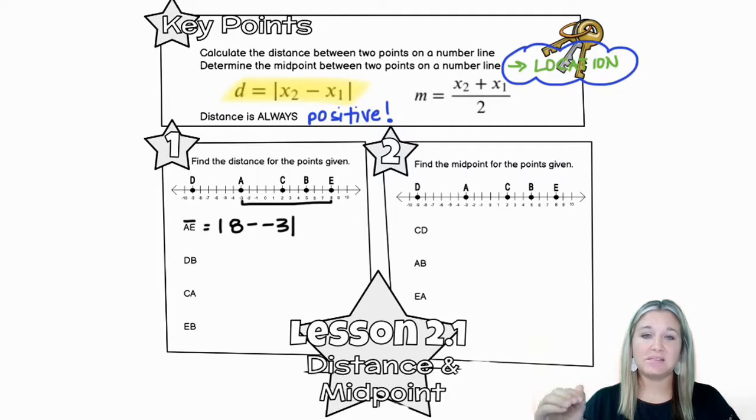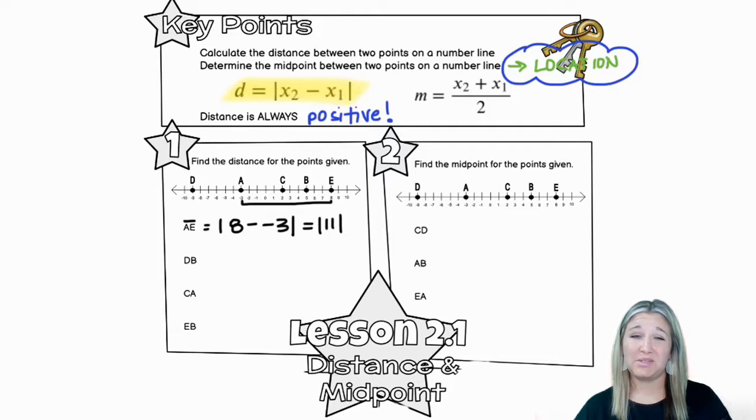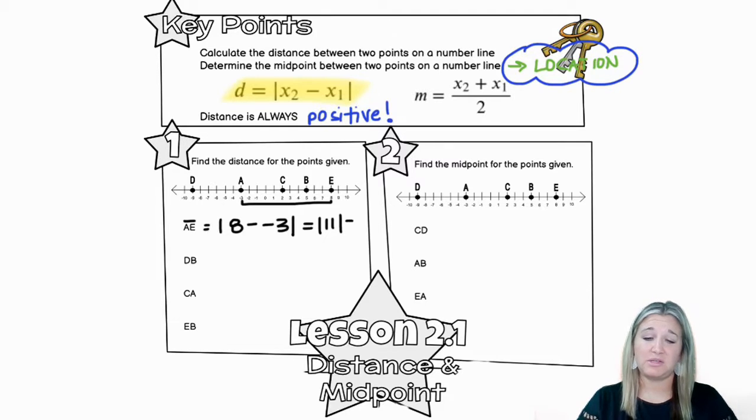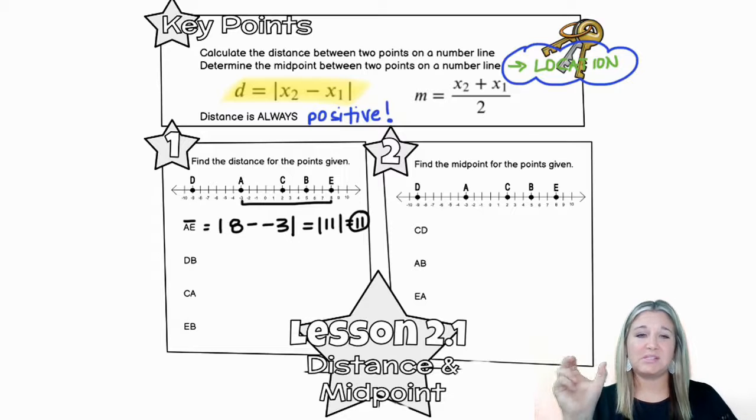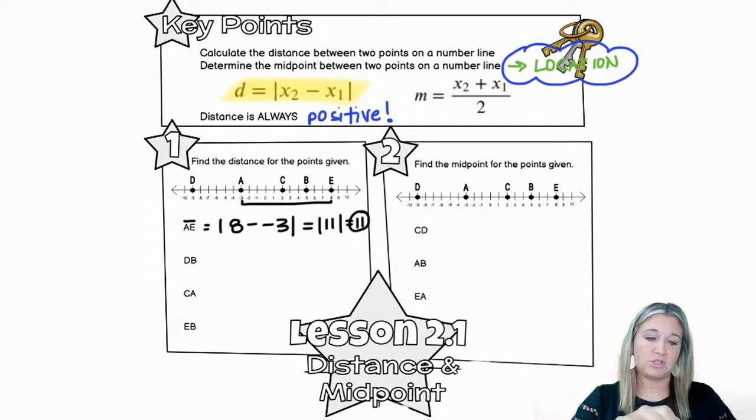So I have 8 minus negative 3, which ends up being 11. The absolute value means you're always going to keep the positive piece of that, so it's just going to be 11. So what's the space in between A and E? That's 11.